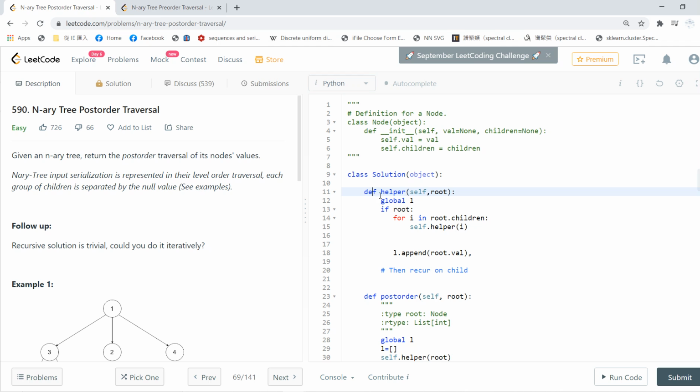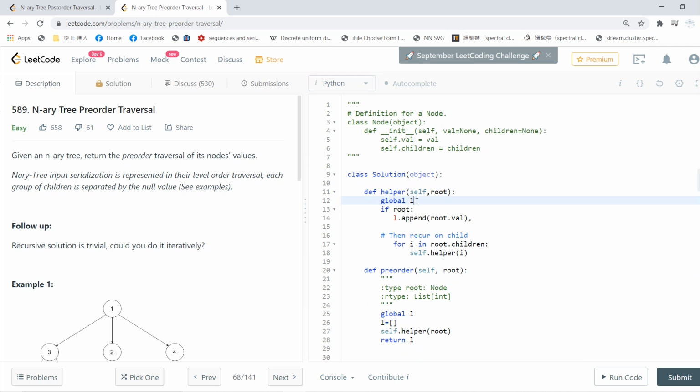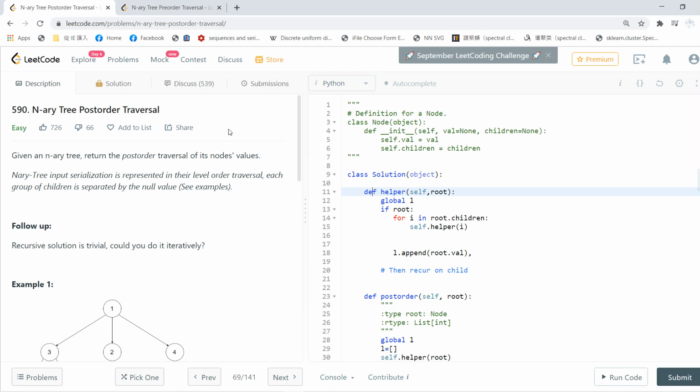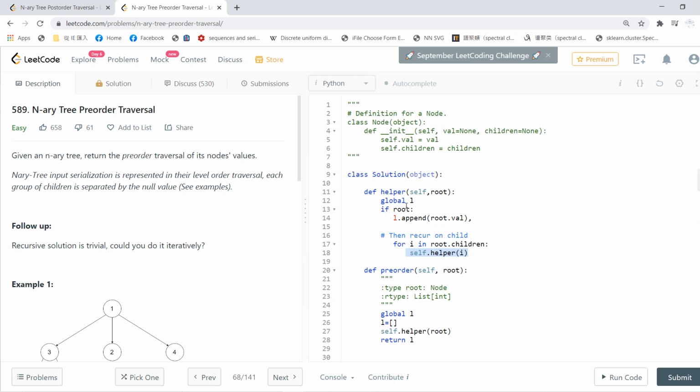Okay, so the recursive solution basically, we first initialize some list L, and if the root is non-empty, this is preorder, so we first append the value of the root, then we recursively go into its children. And for the postorder, we do the same thing. We just start from its children, and then go into its root. So basically, just shuffle this line and these two lines.